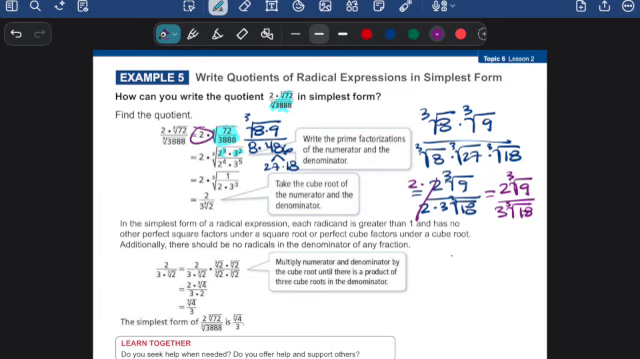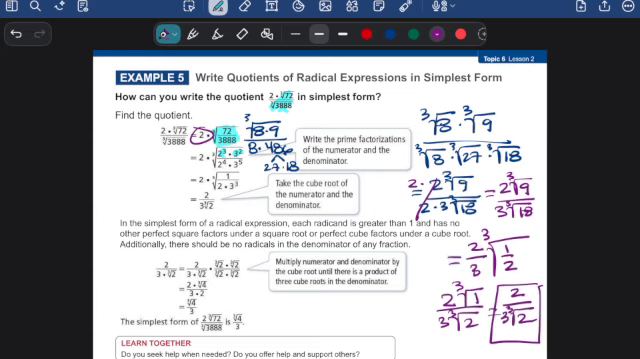So then, if I put my cube roots under one radical, I'm going to have 2 over 3 times the cube root of 1/2. Two times the cube root of 1 over 3 times the cube root of 2. Well, the cube root of 1 is just 1, so this would be 2 over 3 times the cube root of 2.